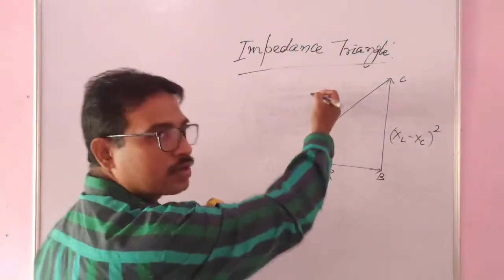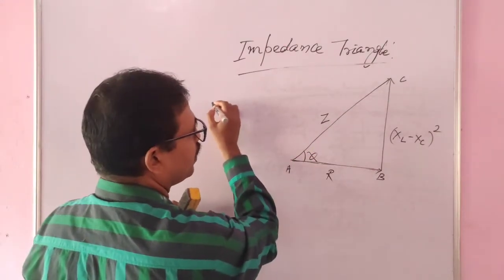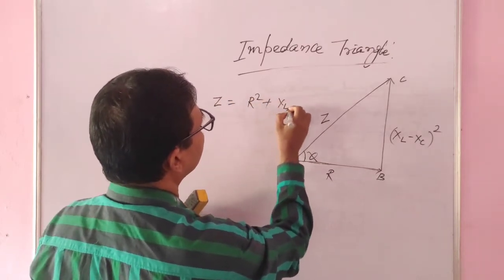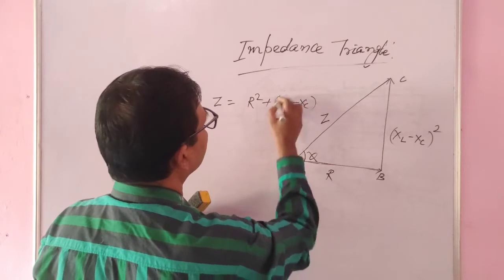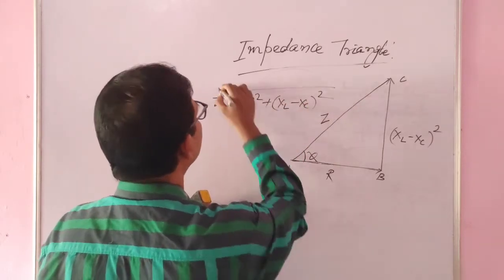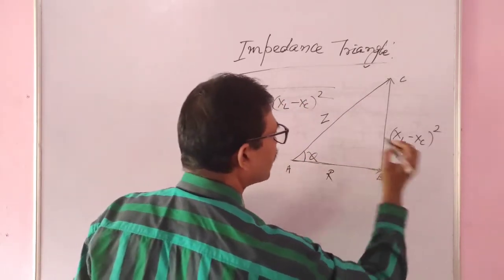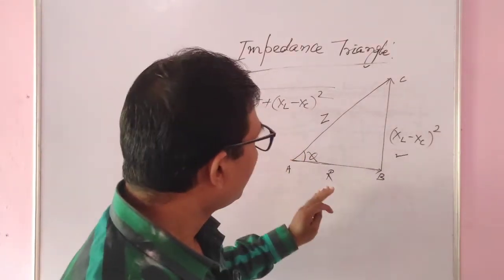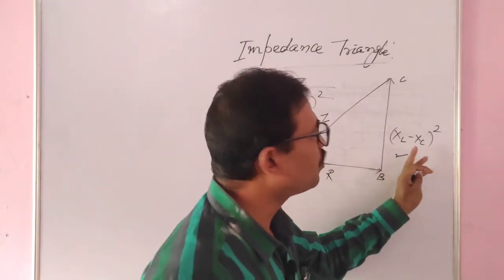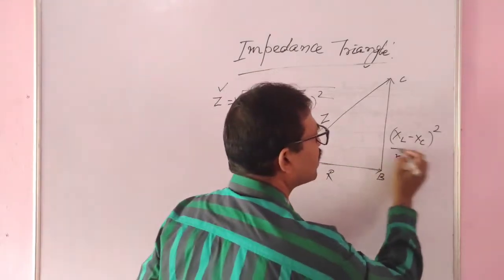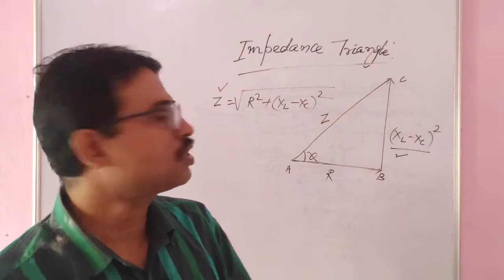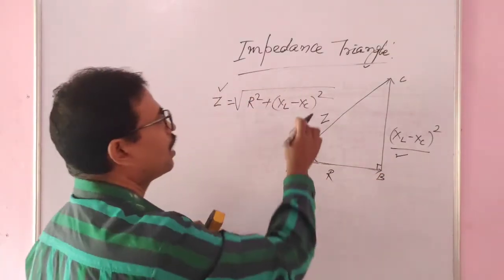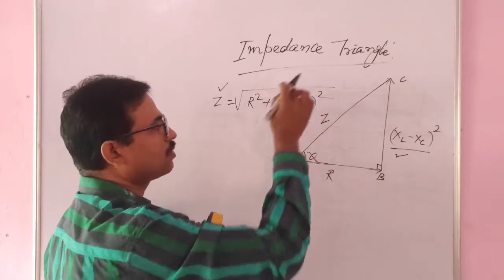So according to Pythagoras theorem, you can write Z is equal to the square root of R square plus (XL minus XC) whole square. So it represents the impedance triangle. The triangle consists of Z, R and XL minus XC, but here XL and XC are opposite to each other and it is a right angle triangle. So according to Pythagoras theorem you get this.